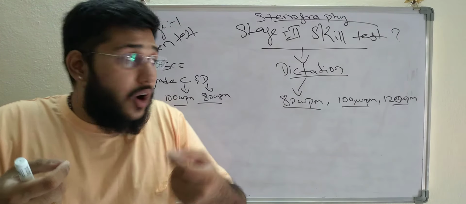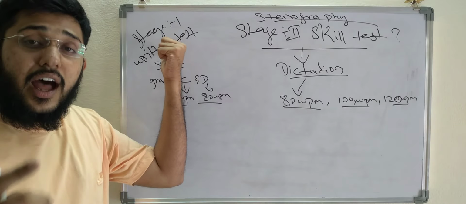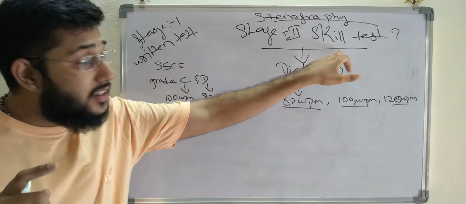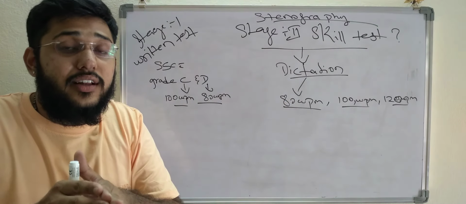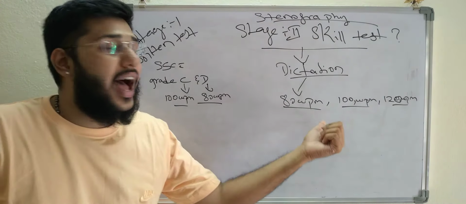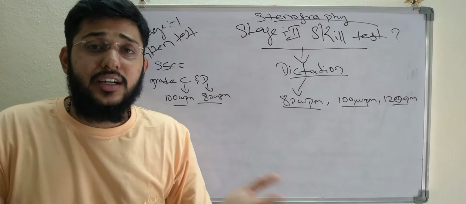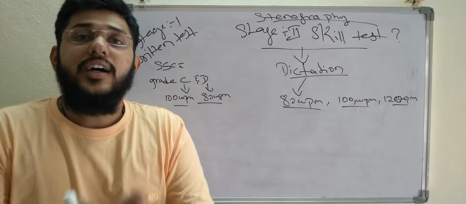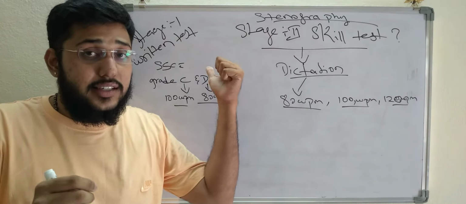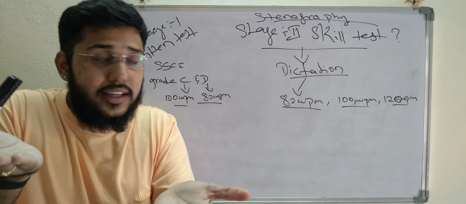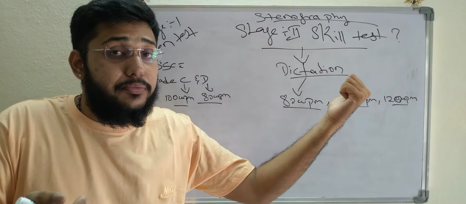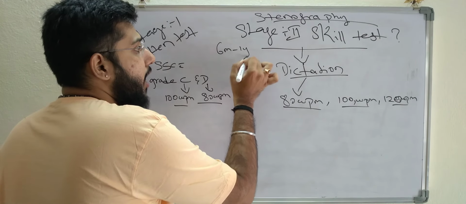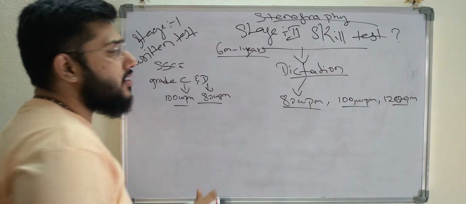Some students get qualified in stage 1, the written test, and some even qualify the skill test, but they lack the certificate. If you do not have an 80 words per minute or 100 words per minute certificate, it's just a waste of your time. So better get into coaching for the written test and simultaneously balance the skill test, whose preparation takes a minimum of 6 months to 1 year. This is the basic.